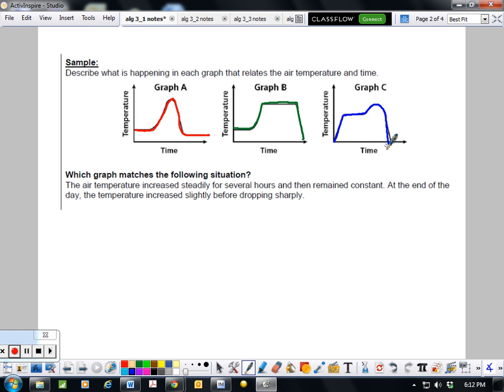So the air temperature increased steadily for several hours and then remained constant. So this one was increased steadily and then remained constant. Looks kind of like graph C. Increased and then constant. At the end of the day, the temperature increased slightly and then dropped sharply. So it looks like graph C is correct for our situation.